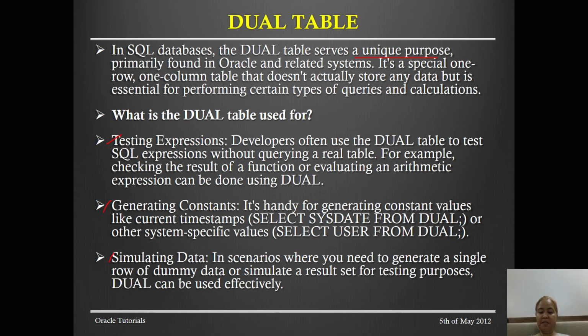Kapag naman nag-generate tayo ng constants, it is handy for generating constant values like current timestamps. Yung timestamps ay yung nakikita natin kapag pinapakita yung date and time. Yan yung sinasabi na timestamps or other system-specific values. Simulating data, dun sa mga scenarios when you need to generate a single row of dummy table or data to simulate a result, for testing purposes, dual can be used effectively.